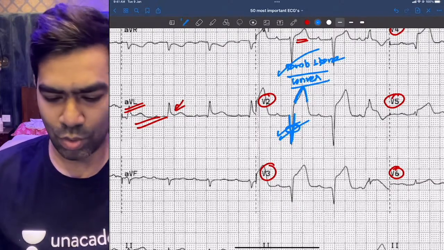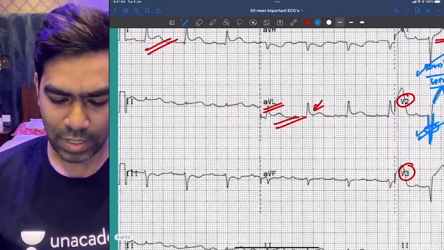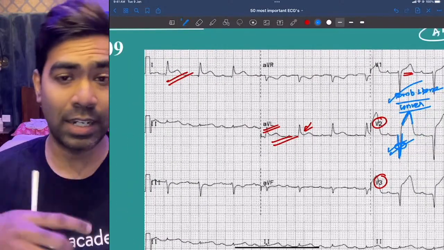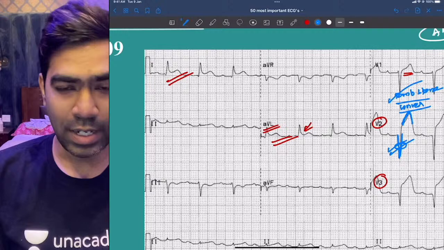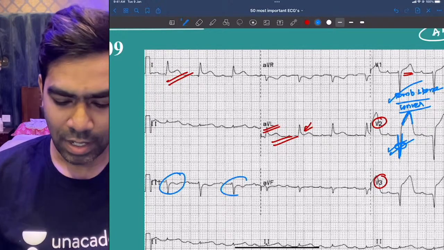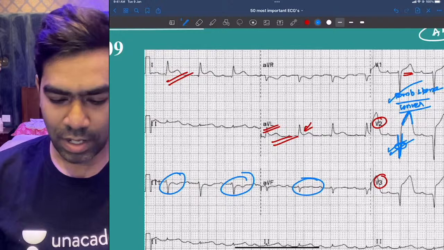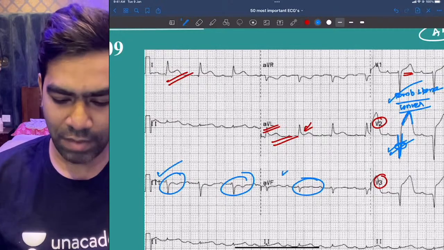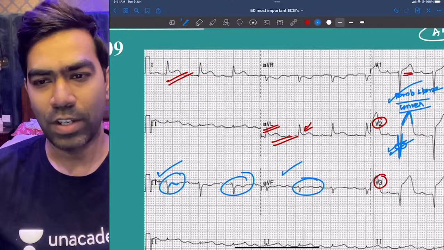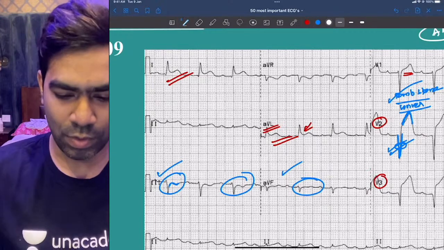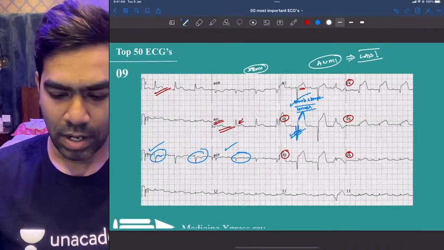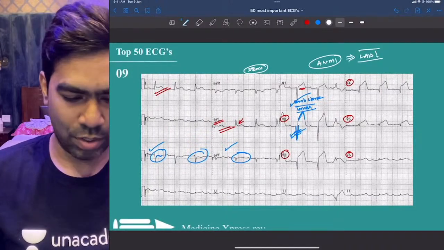So there are a lot of pointers towards a STEMI here, and apart from that, you can see the reciprocal changes. Certain leads will show ST segment elevation, and certain other leads, called reciprocal leads, tend to show ST segment depressions in a patient with STEMI. Here the leads that are showing ST segment depression slightly, maybe lead 3 and lead aVF, they are showing a bit of ST segment depression as well. So this is very much in favor of a diagnosis of a STEMI, typically an anterior wall myocardial infarction because of LAD occlusion.